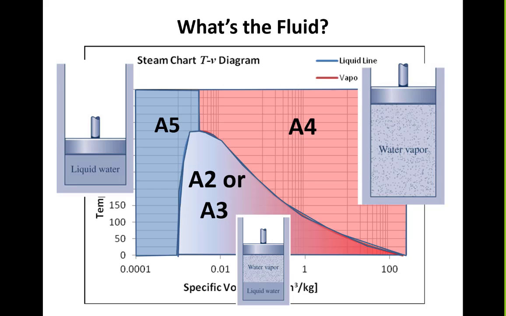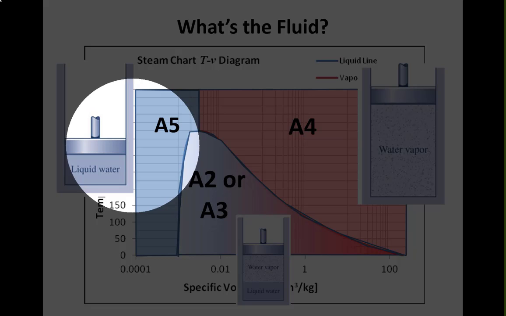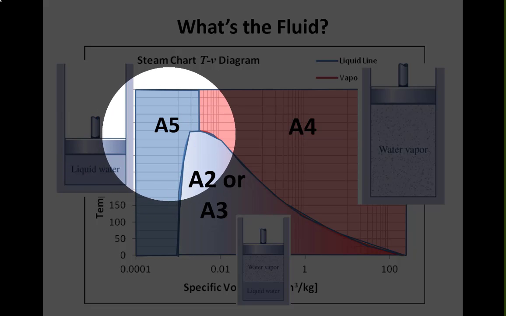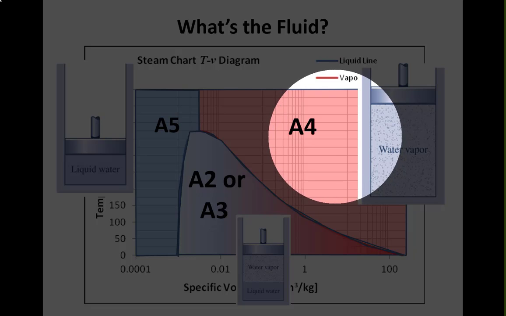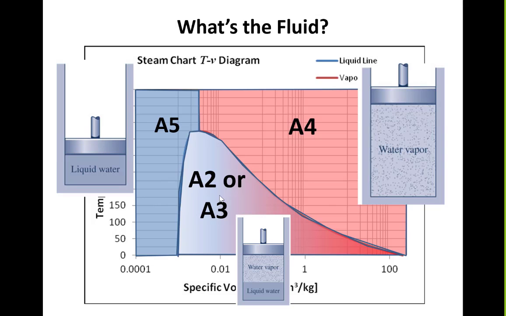So far we've said, what's the fluid? And the answer is water. But we have to ask ourselves, what's the phase of that water? So we need to be able to figure out, is it liquid water? And then I use table A5. Is it water vapor or steam? At which point I would use table A4. Or is it some combination? Is it water that's in the process of changing phase, either boiling or condensing?